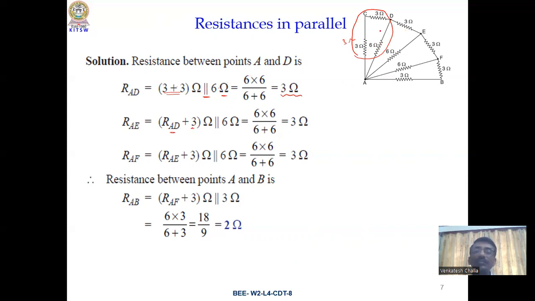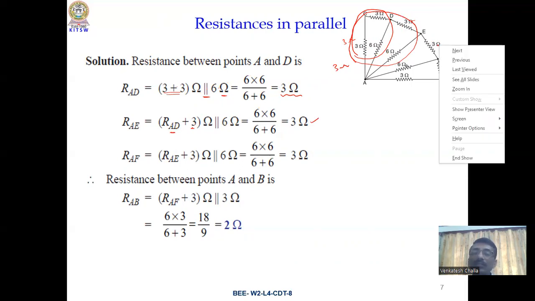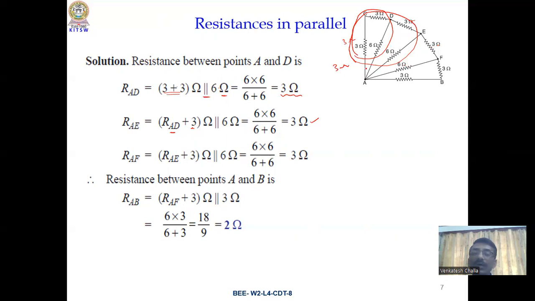That is in series with this 3 ohms, so you will get 6. That is in parallel with again 6 ohms. So 3 plus 3 is 6, in parallel with this one, again you will get 3 ohms. So this 3 and this 3 are in series. That becomes 6 ohms, which will be in parallel with this 6 ohms. So 6 and 6 in parallel again come to 3 ohms. That is RAF, between A and F. It is totally 3 ohms.